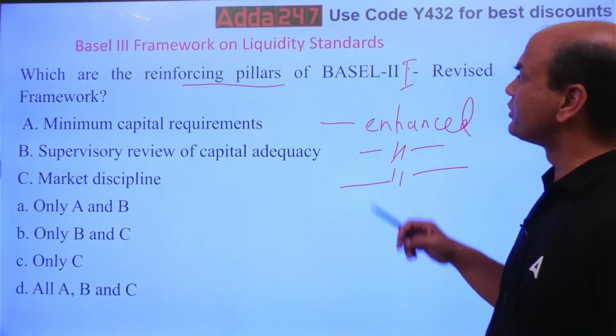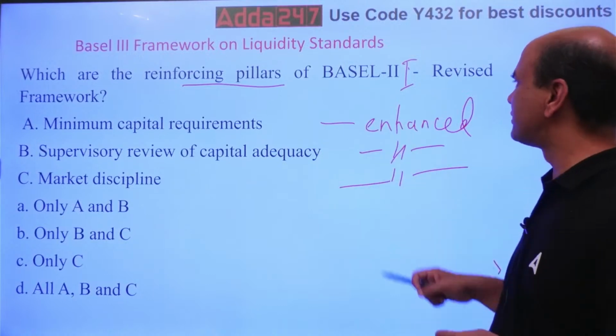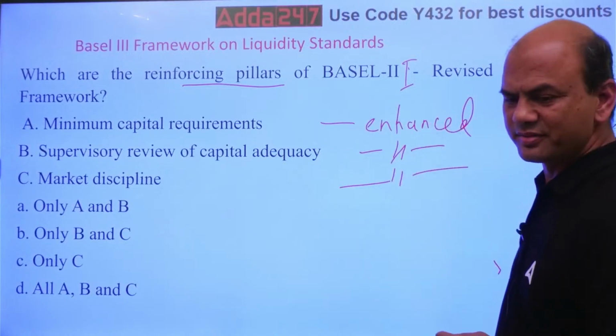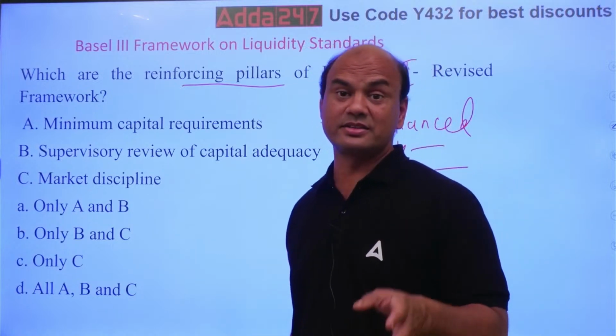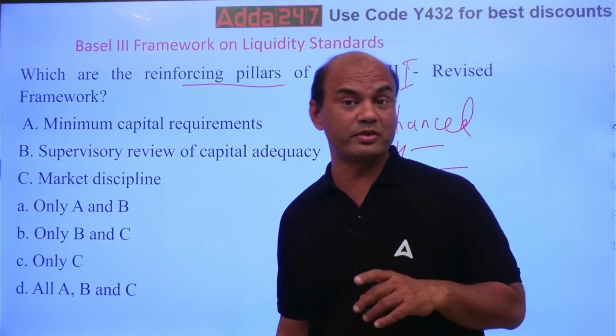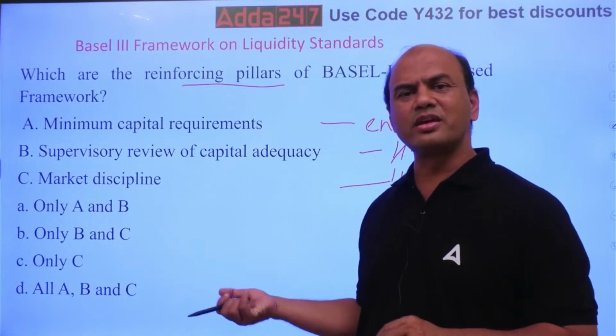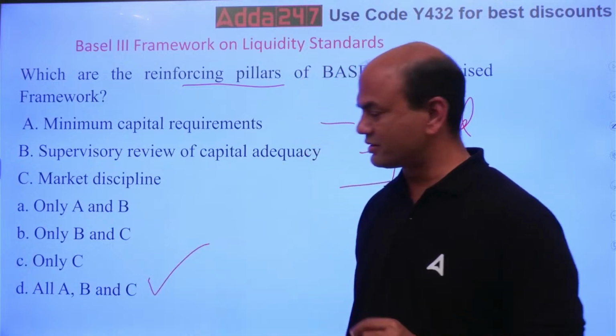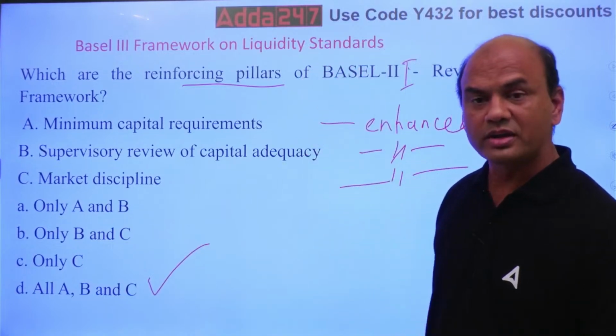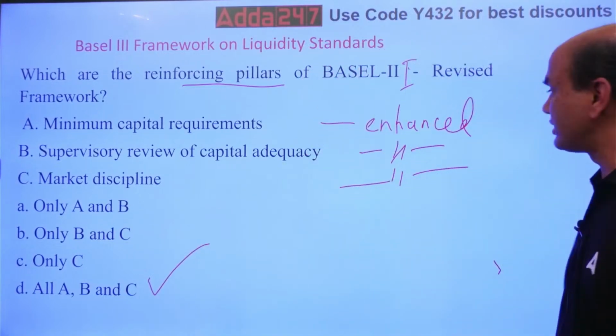So, market discipline. Which of them are the reinforcing pillars of Basel 2 or 3? You can call it anything. Don't just look for answers. Listen to the explanations I am giving you, because answers are okay, but you must understand the basics. So the answer is D, all of A, B and C. Got it, everyone?